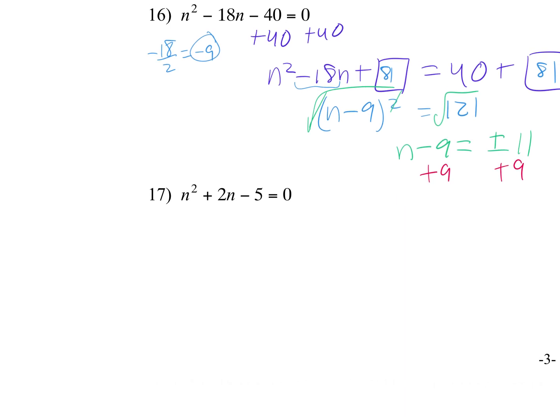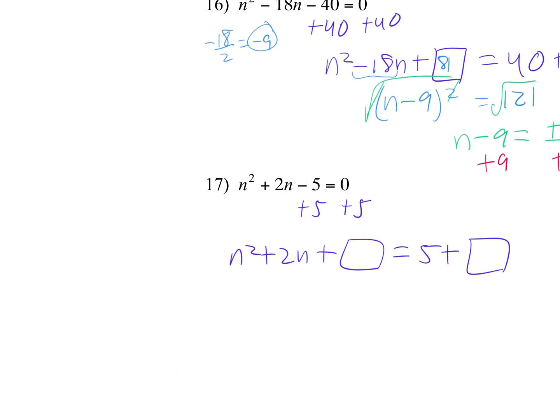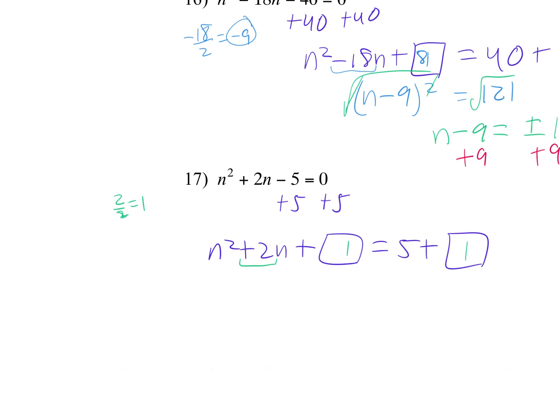Number 17 is the same process, right? Like I said, it's going to be the same process every time. We want our squared term and the n by itself. Constants on the other, so let's add 5 on both sides. And then add a little space, all right, equals 5 plus a little space. And then what goes inside of that little space is b over 2 squared, right? In this case, our b term is 2. 2 divided by 2 is 1. And then 1 squared is 1, so we're just adding 1 on both sides.